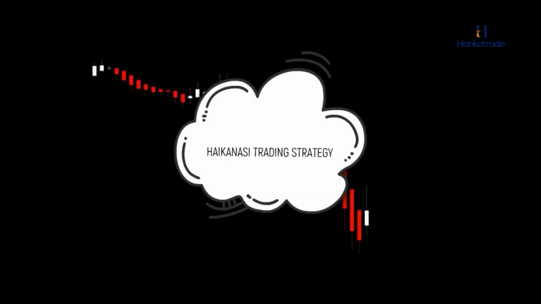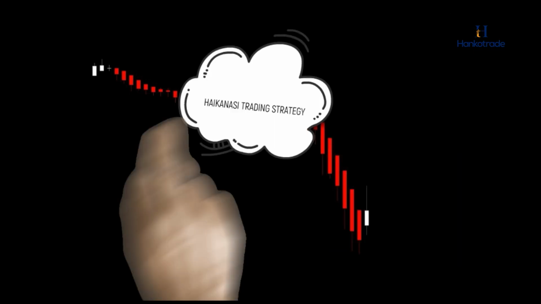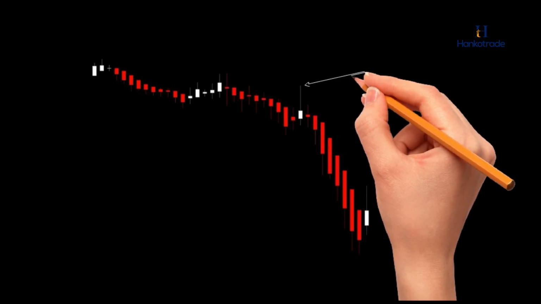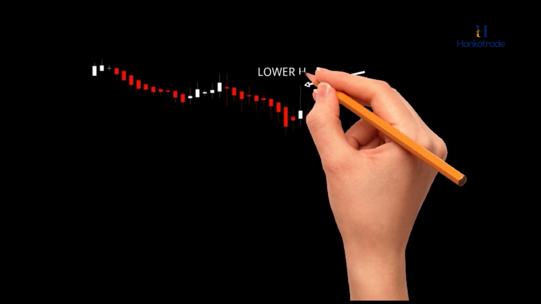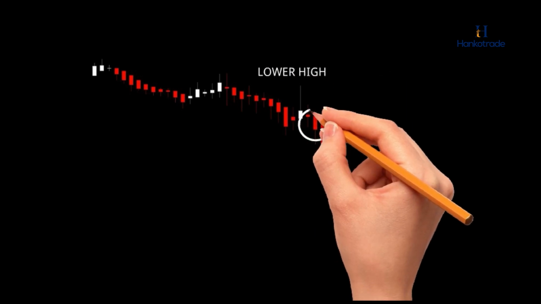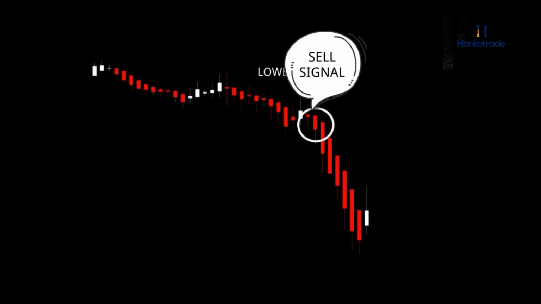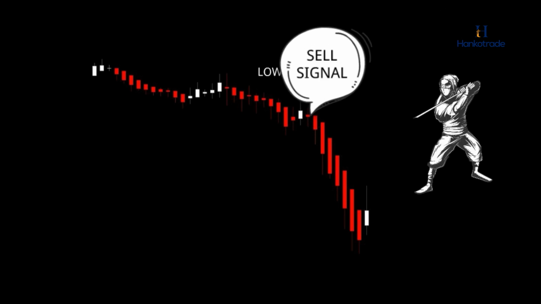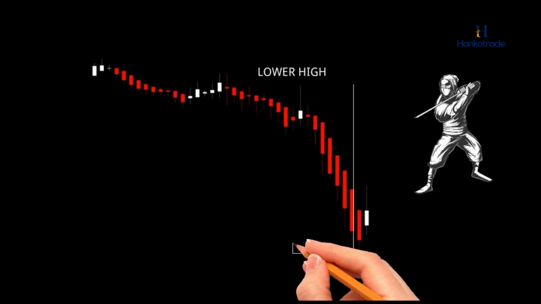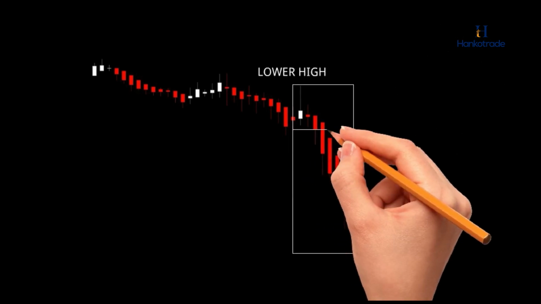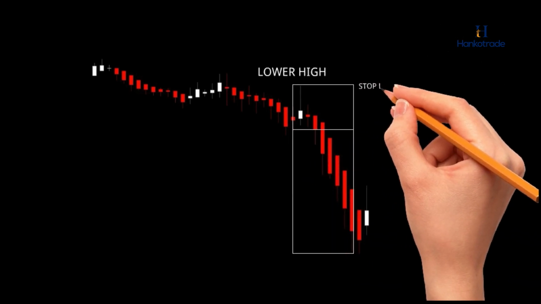In this video, we'll dive deep into our Heiken Ashi trading strategy and explore how we integrate it with price action. Heiken Ashi candlesticks are incredibly useful because they smooth out price action, reducing the noise typically seen in traditional Japanese candlestick charts. This smoothing effect simplifies the decision-making process for trade entries and exits.